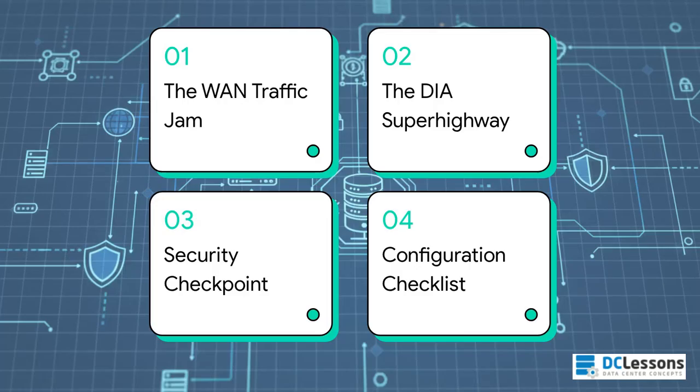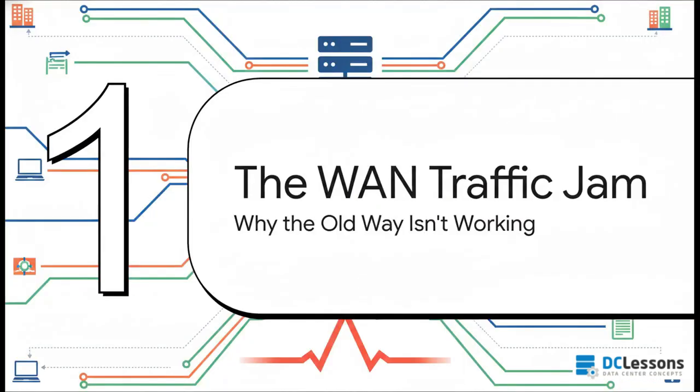So here's our game plan. First, we'll look at the problem, what we're calling the WAN traffic jam. Then we'll map out the solution, the DIA superhighway. After that, and this is maybe the most important part, we'll talk about building the security checkpoint to keep everything safe. And finally, we'll wrap up with a practical configuration checklist so you know what it takes to get this done.